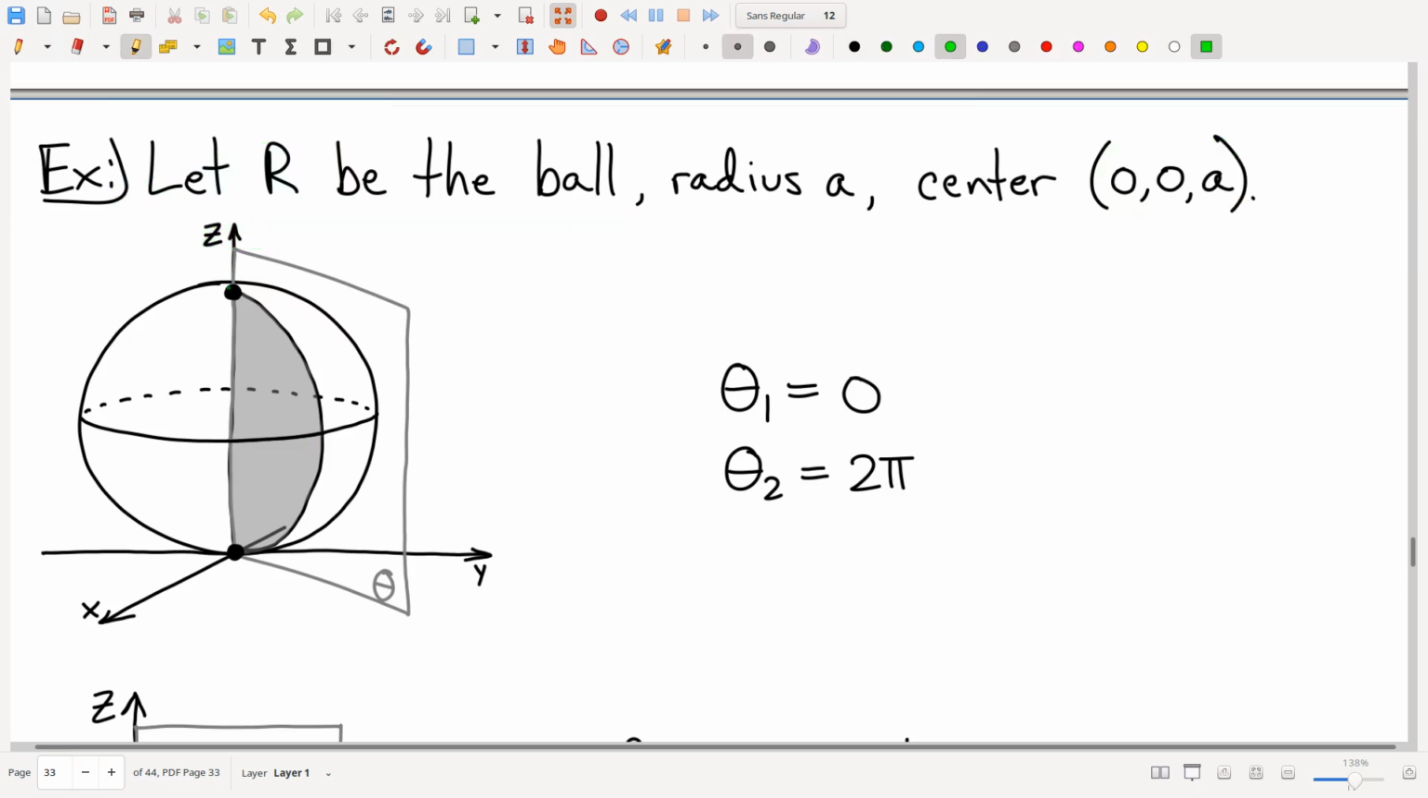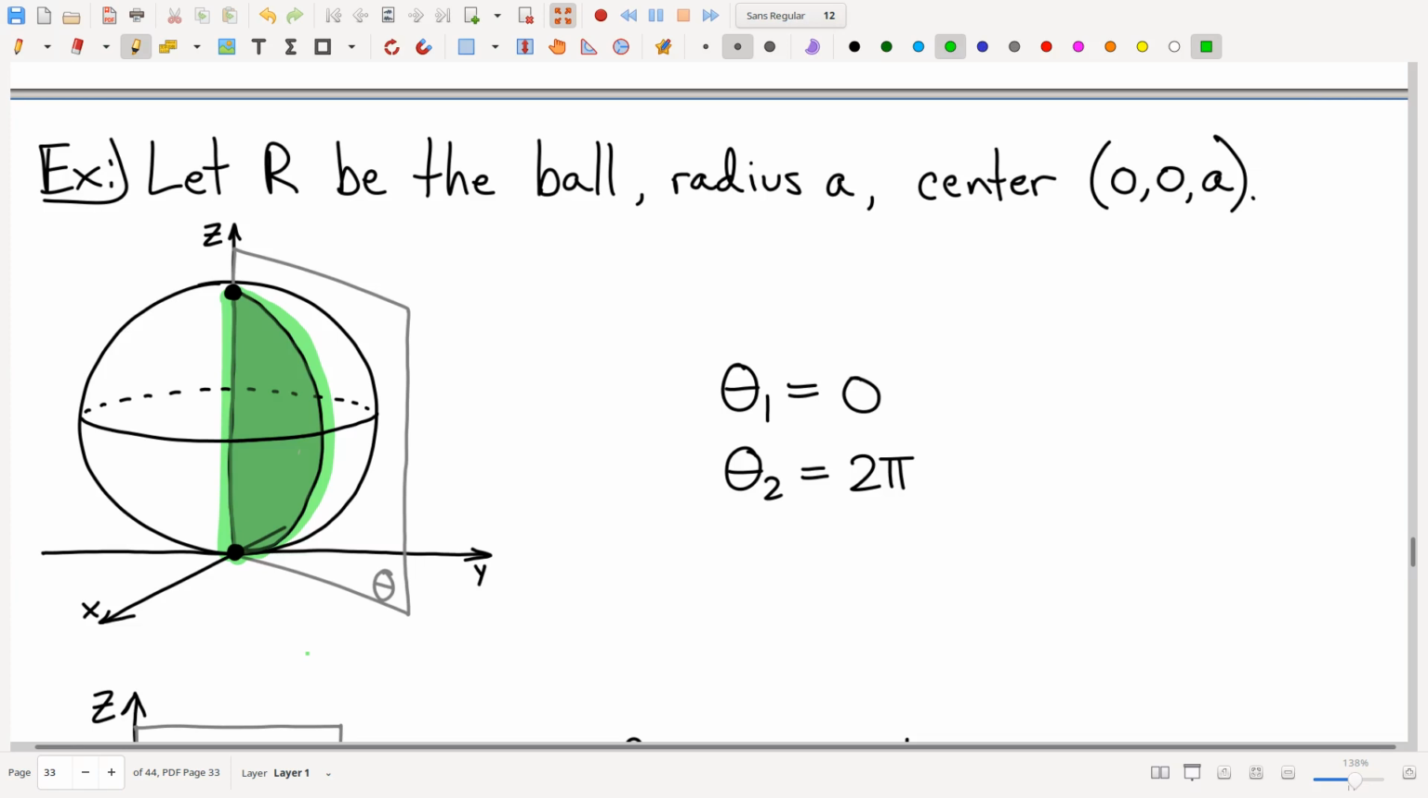Theta slices look like this. What does that actually cut? Like if I take this theta cross section of our solid, well, we get a half a disk like this. Is that okay? Okay.